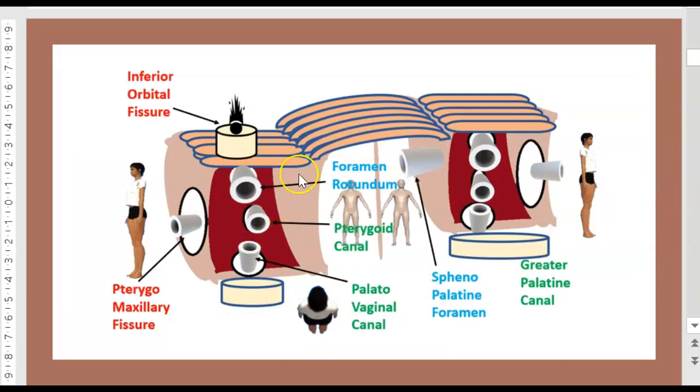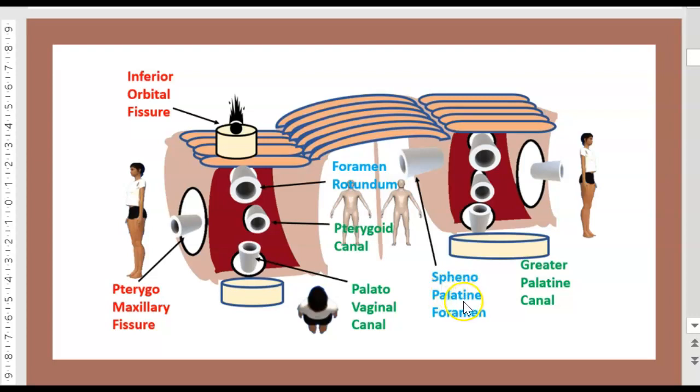The pterygopalatine fossa has a roof, a medial wall, a lateral wall, an anterior and posterior wall, and an inferior wall. In the roof, there is the inferior orbital fissure. In the lateral wall, there is the pterygomaxillary fissure. In the posterior wall, there are the foramen rotundum and the pterygoid canal. In the inferior wall, there is the palatovaginal canal.